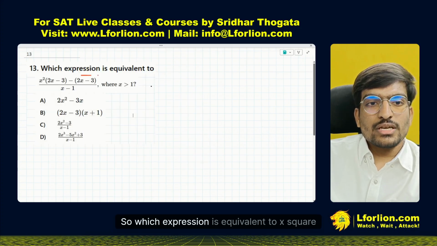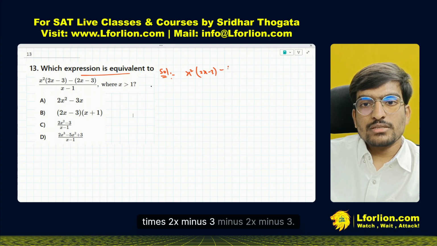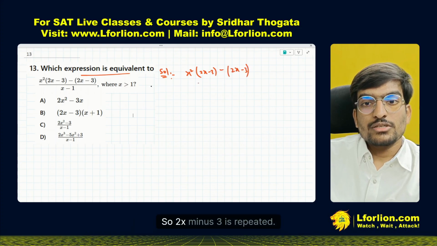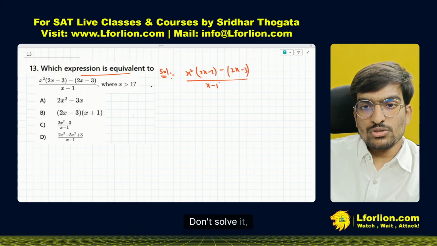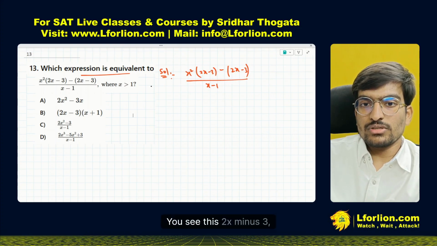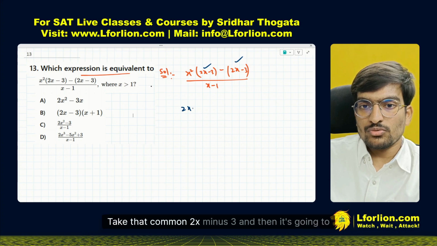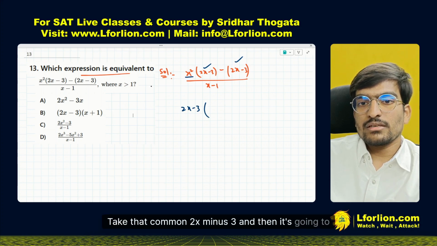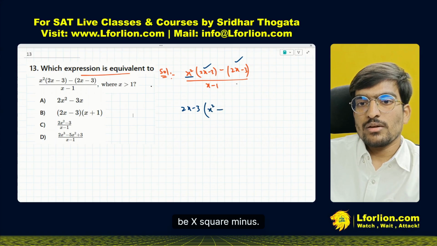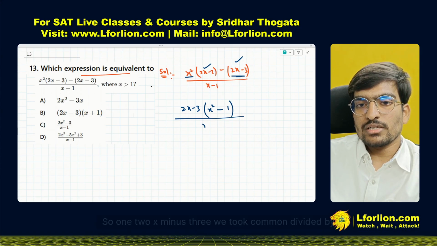So which expression is equivalent to x square times 2x minus 3 minus 2x minus 3? So 2x minus 3 is repeated. Don't expand, and don't try solving by multiplying. You see this 2x minus 3 repeating. Take that common, 2x minus 3. And then it's going to be x square minus, it's only one term, so 1, divided by x minus 1.